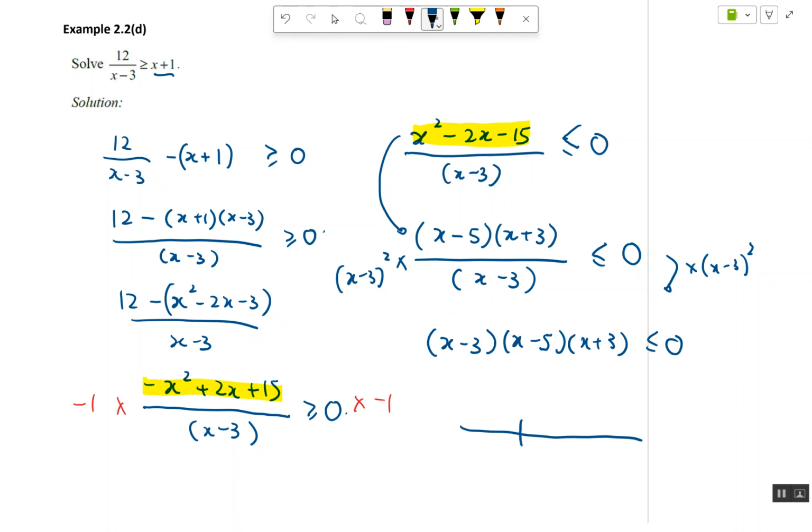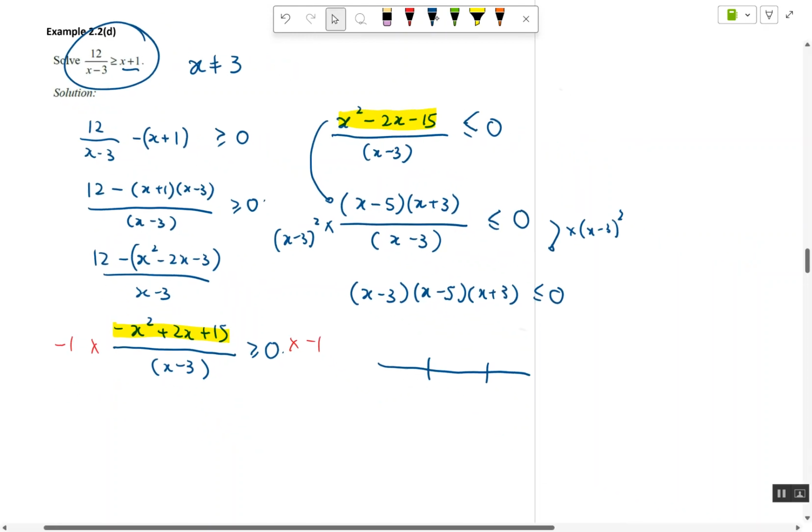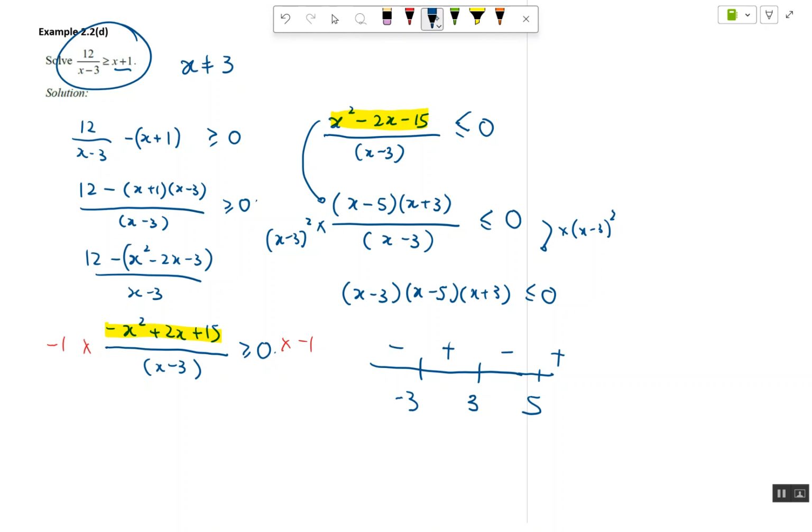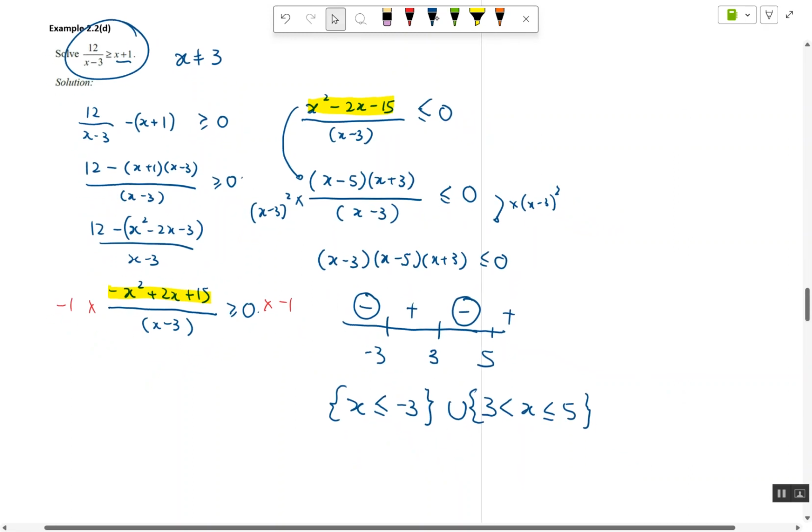Now you can do your plus minus plus. Before that, look at this again. X cannot be equal to 3. Be careful of the denominator. Negative 3, 3 as well as 5. Again, if you put in 6, this will be plus, minus, plus, minus. And what you want is less than 0. So x is less than or equal to negative 3, union, x is between, cannot be equal to 3 because of the condition at the top, and it can be equal to 5. And then this is the solution for a normal algebraic fraction like this, that can be factorized.